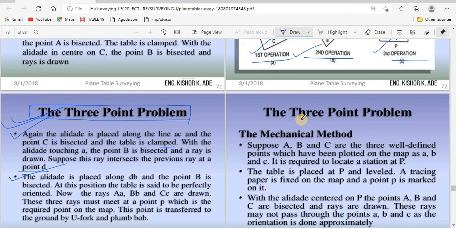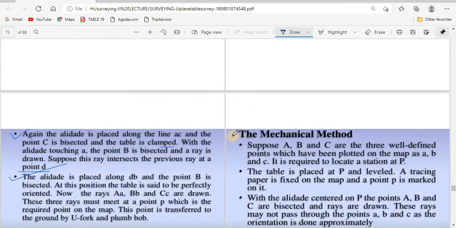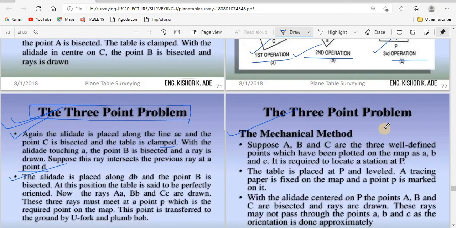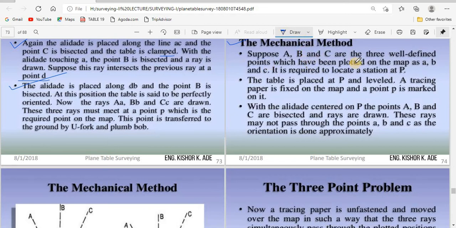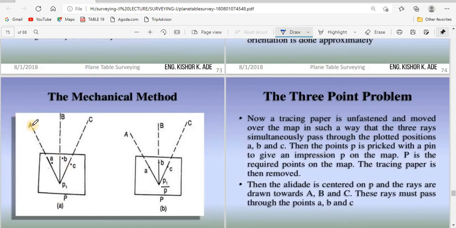This is your three-point problem. The next method is your mechanical method. Suppose A, B and C are three well-defined points which have been plotted on the map as A, B and C. It is required to locate a new station. The table is placed at P and leveled. A tracing paper has been fixed on the sheet and point P has been marked on it. These three well-defined points A, B and C have already been plotted on the sheet.